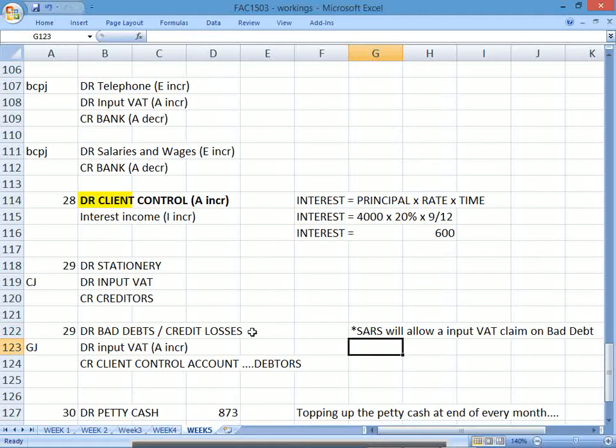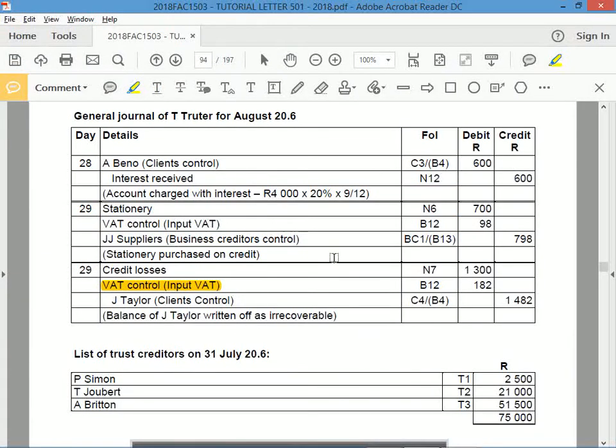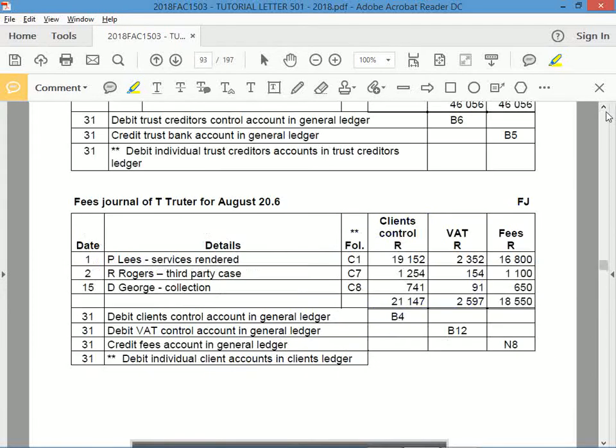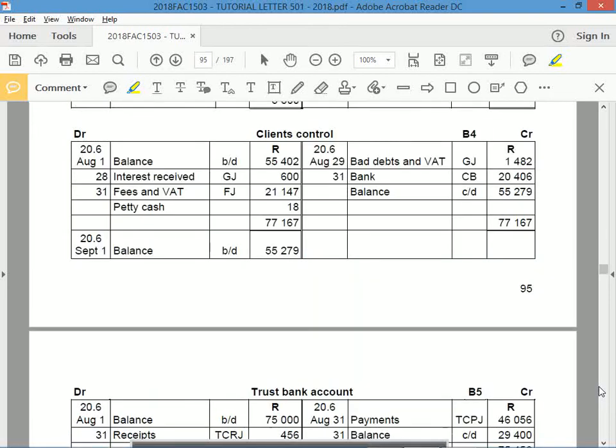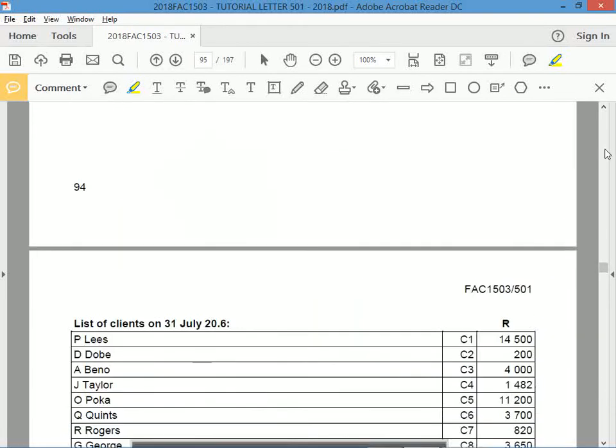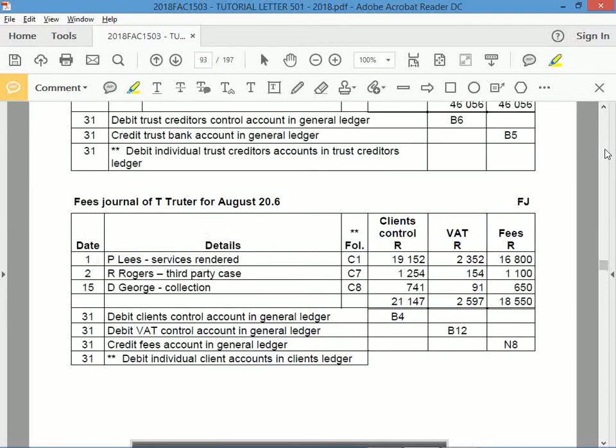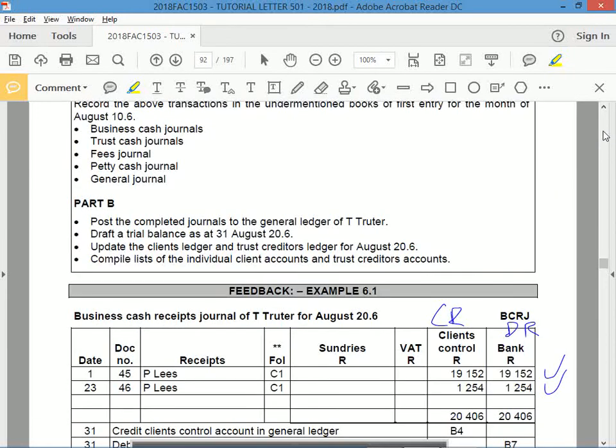And that's the hard part. That's the long part. That takes a lot of time to do because you need to draw up all the columns. Once you've got all the columns, then we can draw up the T accounts. Okay, which T accounts did they ask for in this question? Let's have a look. Where's the instructions? Here.